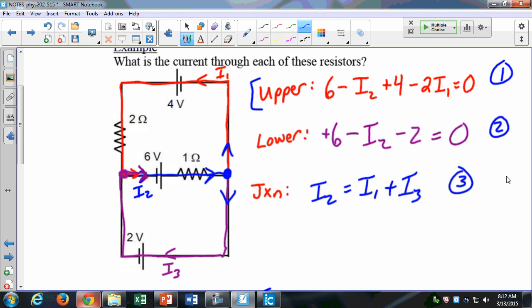Maybe. Yeah, you could probably look at it and tell. But it's not only dependent upon the batteries and their relative size, it's also dependent upon the size of the resistors as to what direction the current goes. So don't try to reason out the direction of the current, just pick something random.